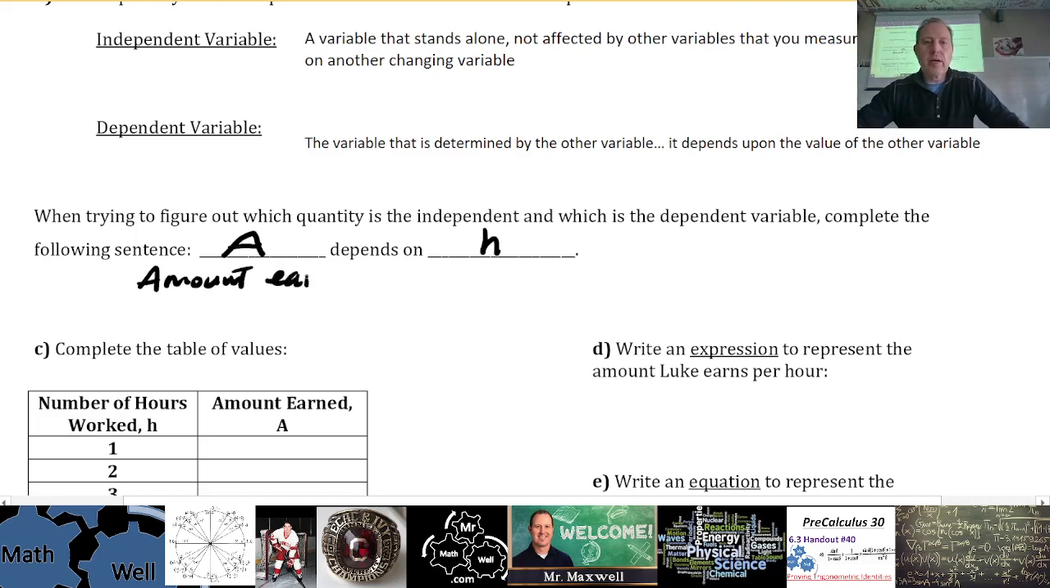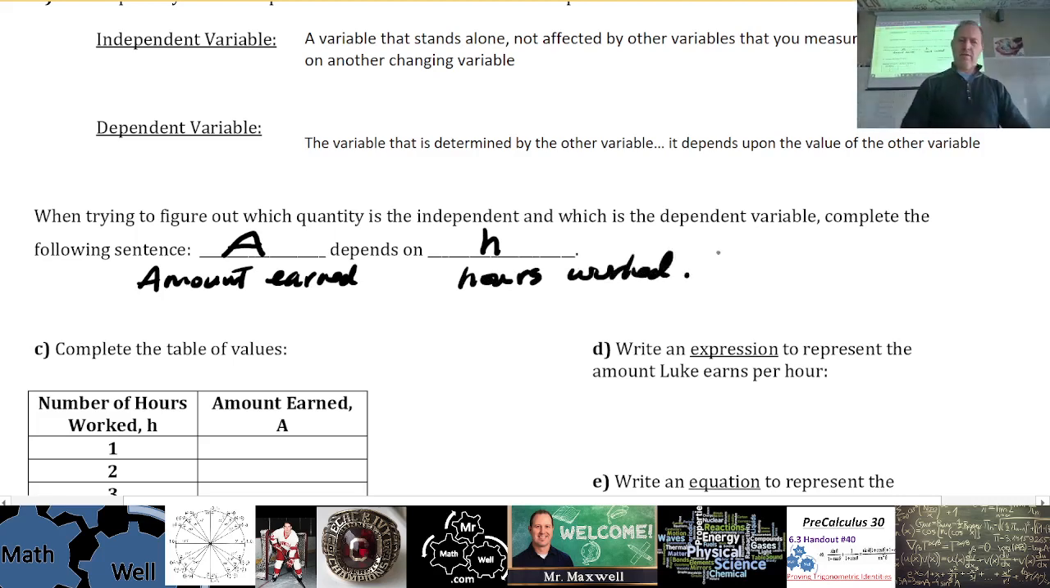Amount earned, I'll just put it in brackets here, and hours worked, okay? And I think I've done a fairly comprehensive job of explaining that to you, so I don't think I'll beat that horse here too much more.